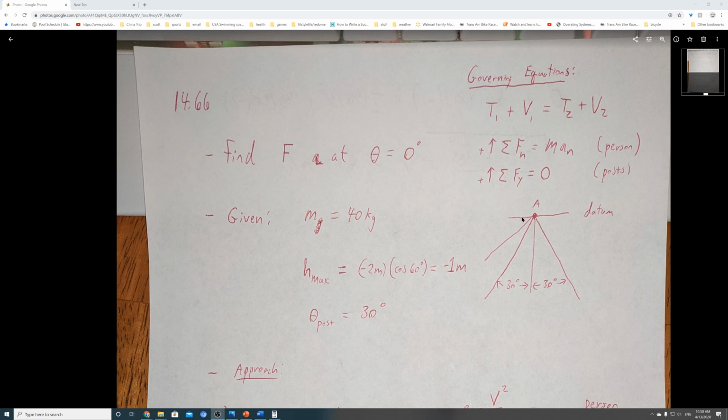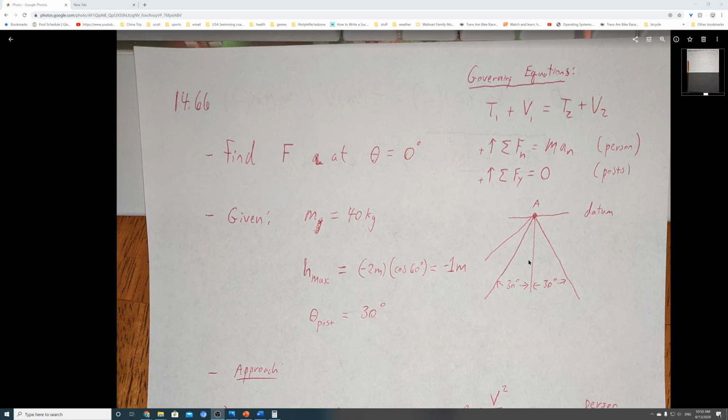Now one of the things we need to do is pick a datum point. I'm going to choose it the same as the author did, at point A. First part of this, like any other problem, typically I go through and put in the information that's given. So we have 40 kilograms mass, and we have a height max.